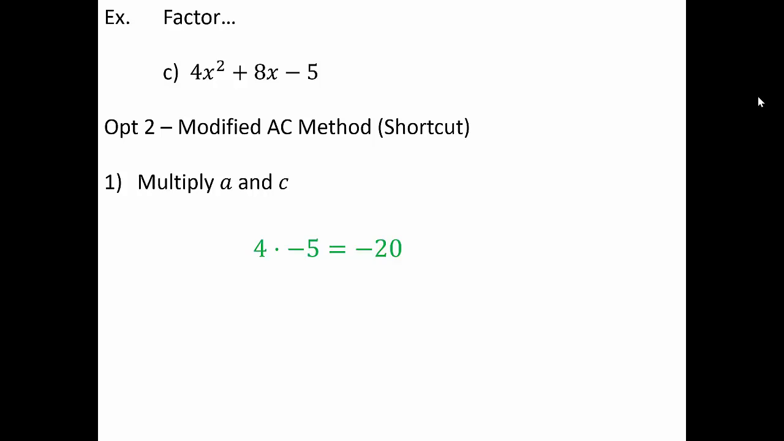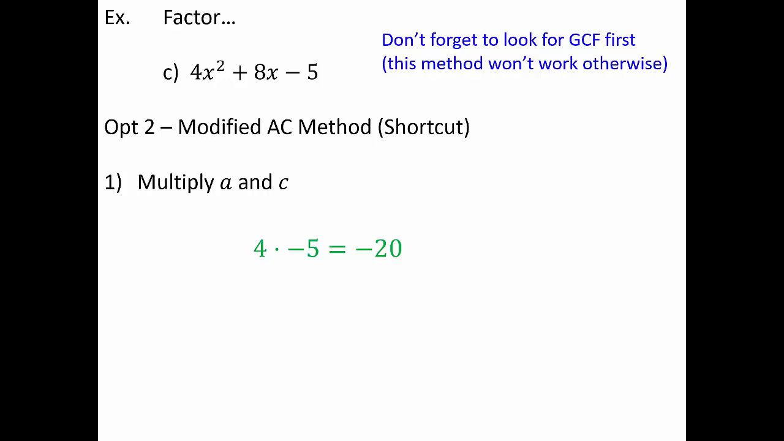Which brings us to the modified AC method. Now, with the modified AC method, it is even more important to make sure that you check for a GCF first. If you do not check for a GCF first, you can do everything correctly and still get the wrong answer. Because if there was a GCF that needed to be pulled out, you will not get the right answer. So always check for a GCF first. If you don't pull out a GCF when there was a GCF, you will not get the correct answer.